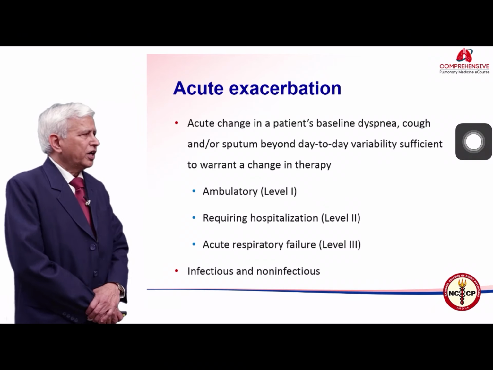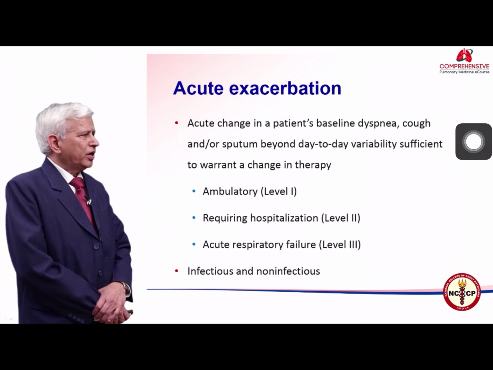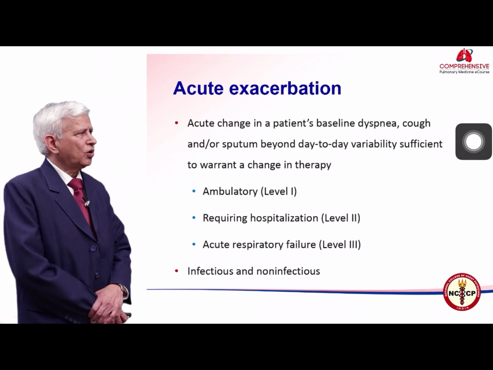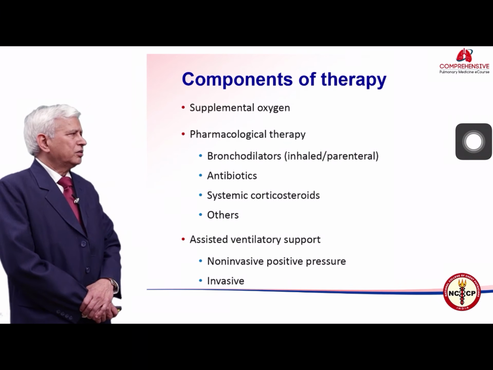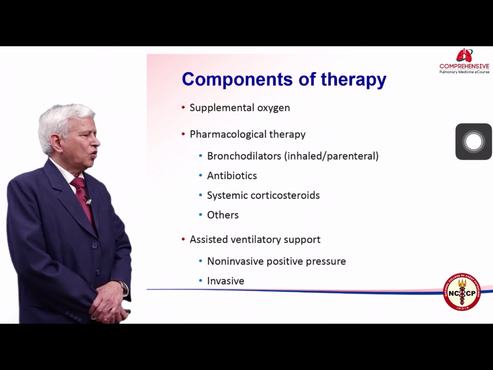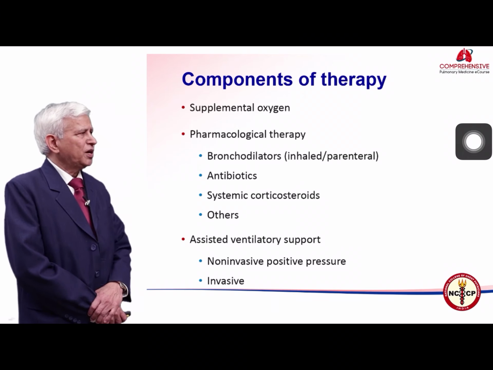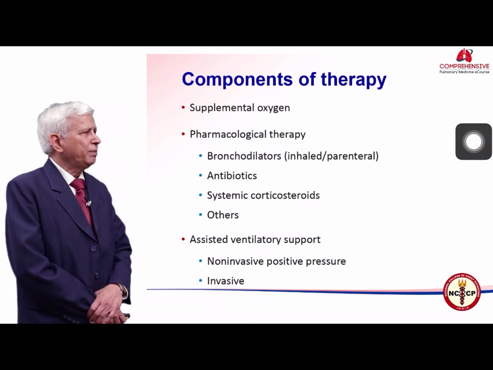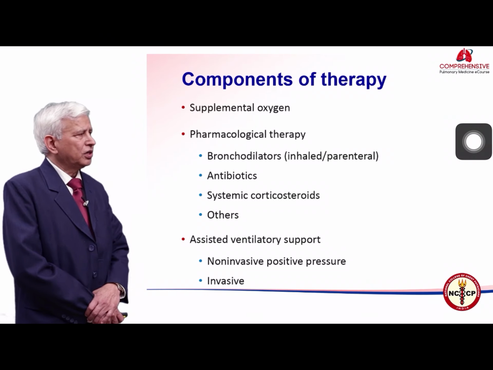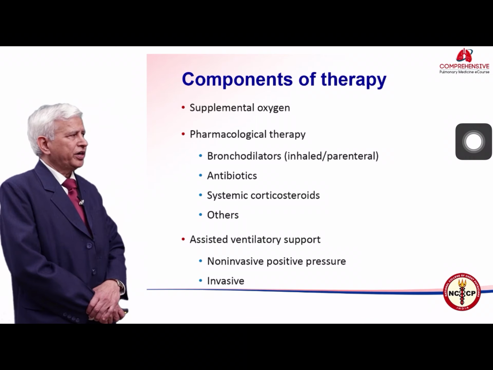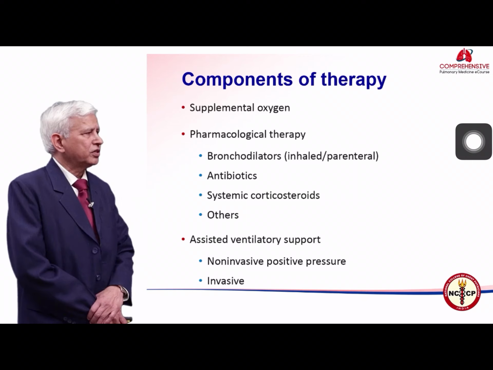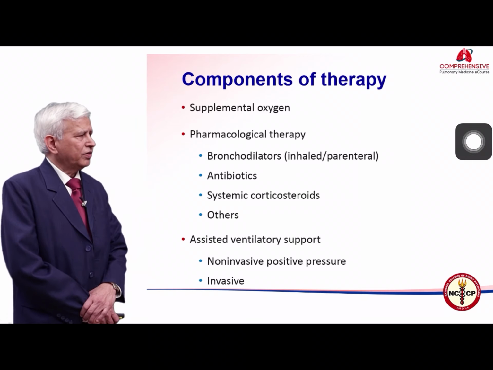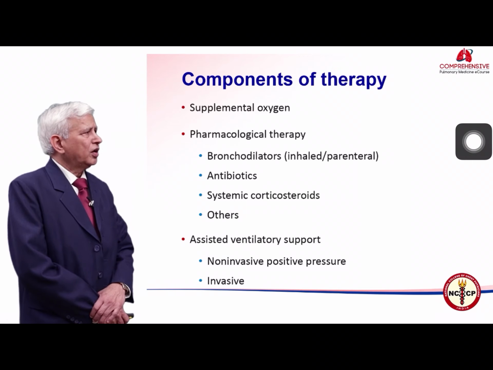This can be categorized into level 1, 2, and 3. Of course, acute exacerbations can be infectious as well as non-infectious. Once there is an acute exacerbation, treatment is obviously intensified. One has to use supplemental oxygen and pharmacotherapy as earlier, with the additional use of other drugs like antibiotics and systemic corticosteroids. Some of these patients may need assisted ventilatory support whenever there is respiratory failure.